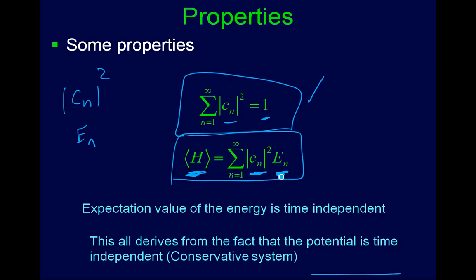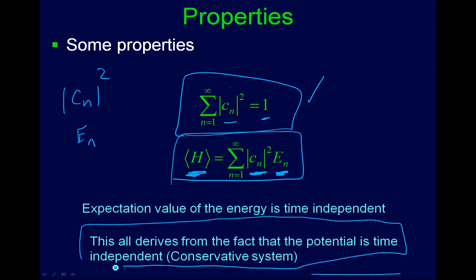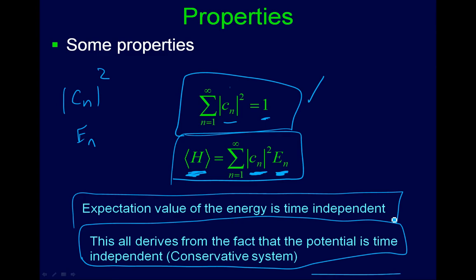This derives directly from the fact that the potential, if you remember when we started all this in chapter 2, we assumed the potential is time independent, which basically means it's a conservative system. Because of that, the expectation value of the energy is time independent. That's our version of conservation of energy. Again, sort of an Ehrenfest thing: expectation values often do what is done classically, and that's what's happening here.